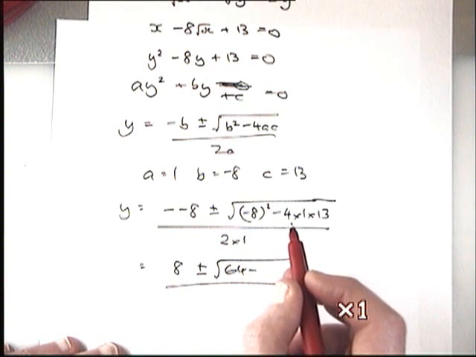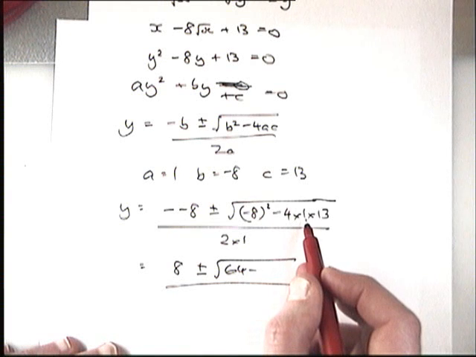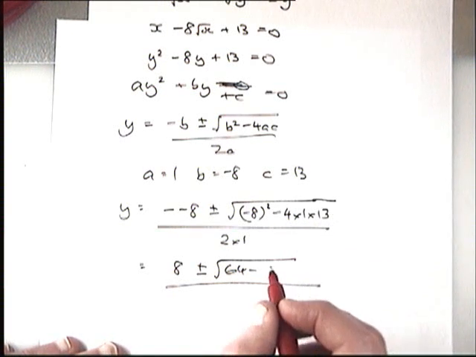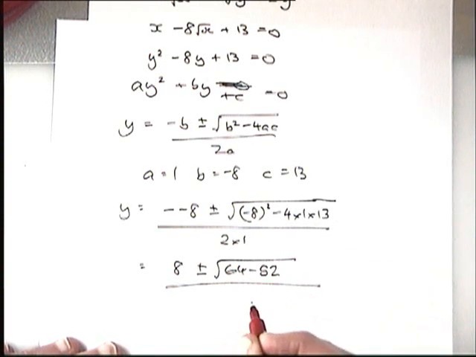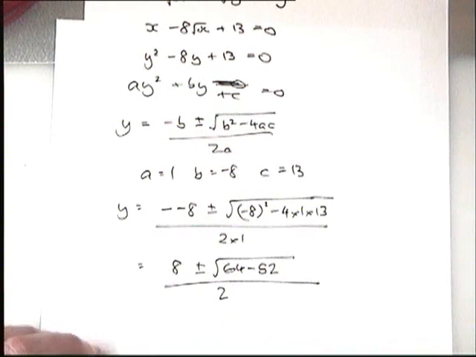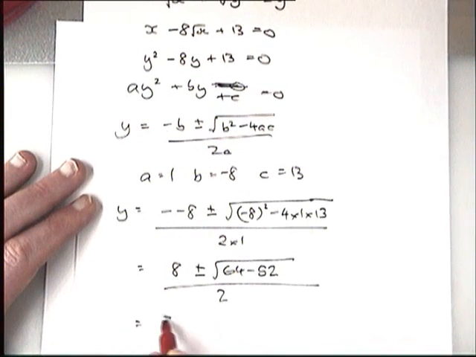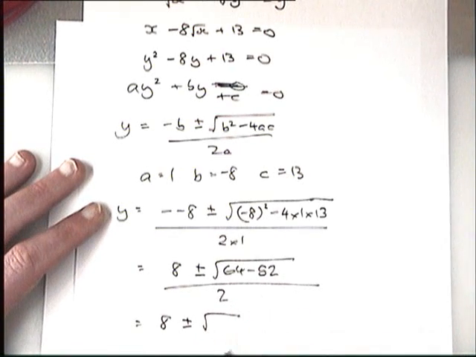Then I've got to take away 4 lots of 1, which is 4, times that by 13. That is 52. And then on the bottom, 2 lots of 1, that's 2. So I've got 8 plus or minus the square root of, well, 64 take away 52 is 12. And that's all divided by 2.